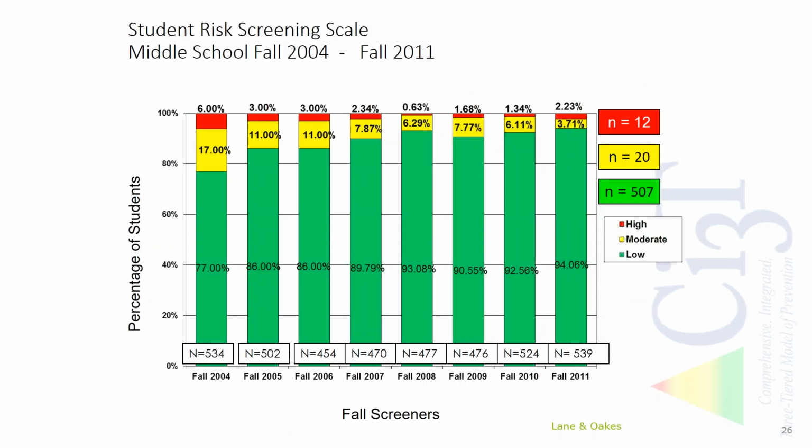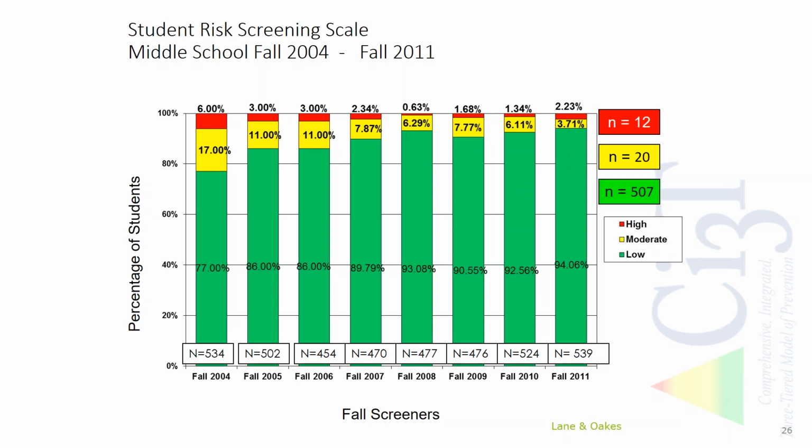And this school started screening in 2004, and they used the Student Risk Screening Scale developed by Tom Drummond. And you see over time from 2004 to 2011, those green bars getting bigger over time. So the percentage of students in the low risk category were increasing over time. And I do want to point out in 2008, I always feel like it's like those weight loss commercials that say less than 1%. Those results are not typical. Most schools would have about 3 to 5% of their student body screening in the high risk category.